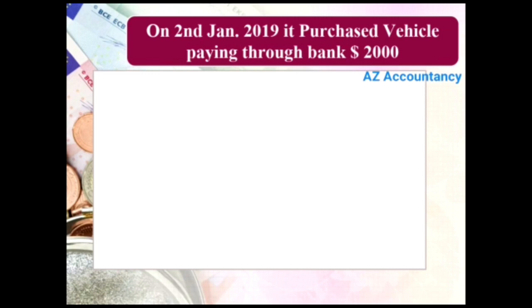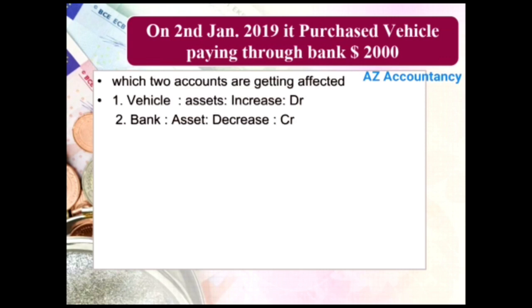Second transaction is it purchased vehicle paying through bank. So again we have to do analysis. First account which is getting affected is bank account because we are not paying by cash, we are paying by check. So bank account is getting affected and bank is our asset, it is decreasing. Second thing, purchased vehicle, it is asset again. One asset is increasing, second asset is decreasing.